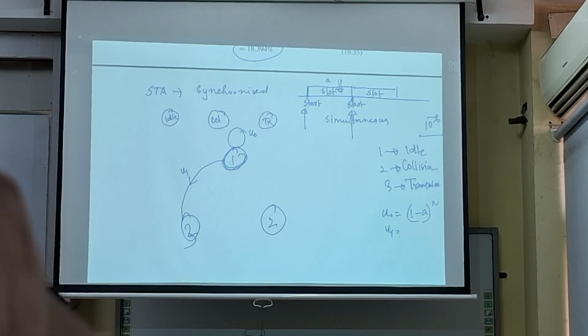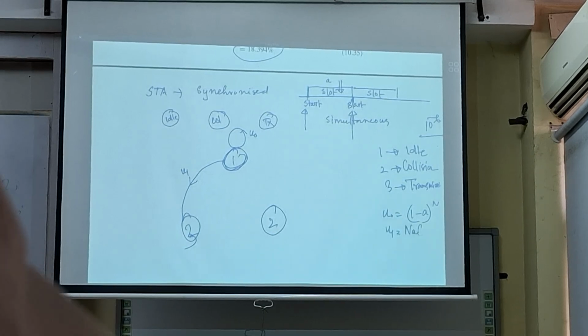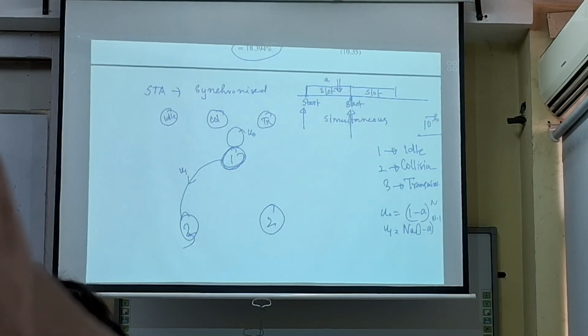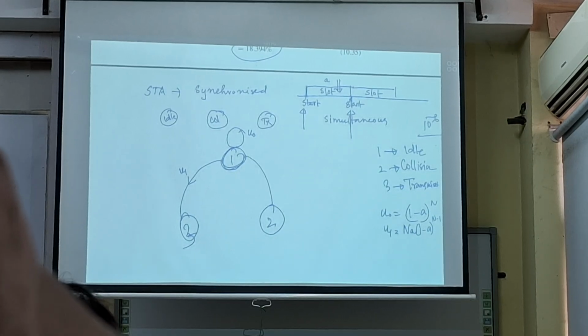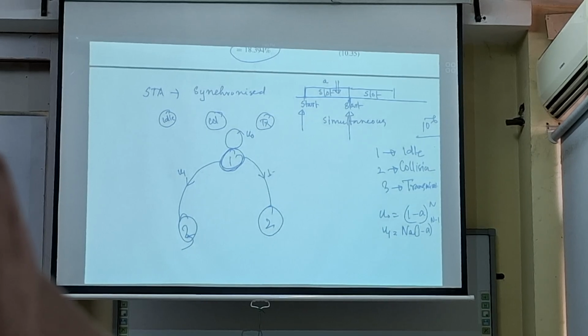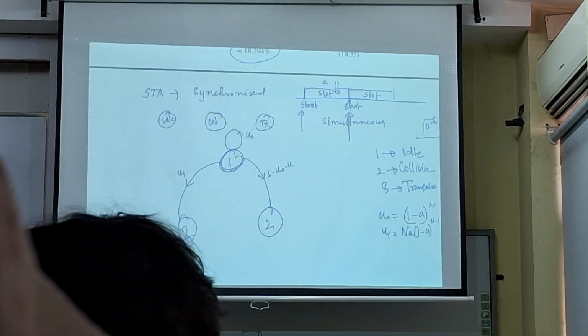And once again, U1 is the same: n, a, 1 minus a, n minus 1. And it moves on to the collision step. If 2 or more stations transmit, that can be calculated. Right?